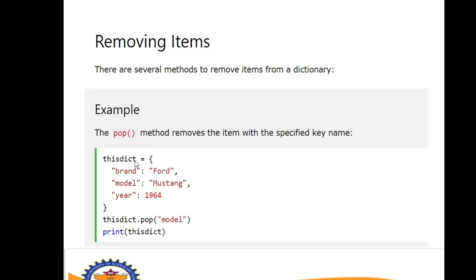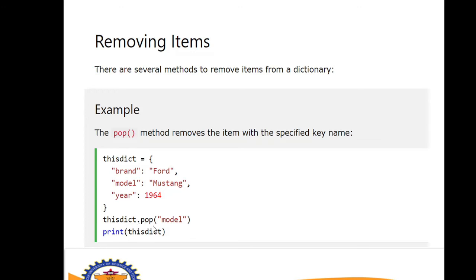So, kailangan, ang tatawagin natin or ilalagay natin sa argument inside the pop method is yung key name, not the value. So, this DICT is equals to, using the same value inside or key pairs na tatlo, gagawin lang natin, tawagin natin yung name ng variable ng dictionary natin, which is this DICT.